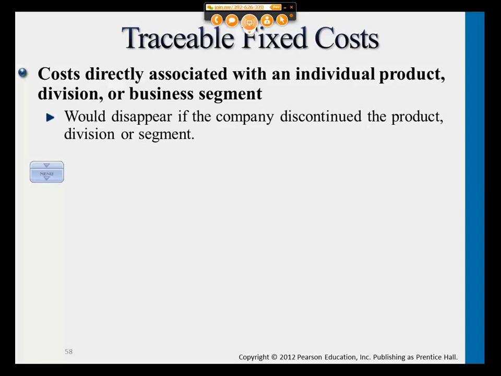So the key here is to try to identify how I determine if this cost is traceable to this particular product, division, or business assignment, or to another one. So how would I go about this? The first thing I would notice is that if I were to discontinue that division or product, they would disappear, if the company makes a decision to do so, right?